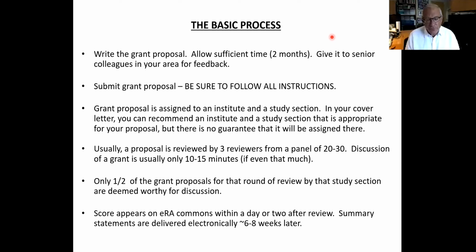After the review, the score appears relatively quickly now on ERA Commons, really within a day or 2. The problem is the summary statements are not delivered for another 6 to 8 weeks. So, oftentimes if you see it's a score that's probably not going to be funded, you're just sitting with bated breath, waiting to see what the problem was and to get these summary statements back.